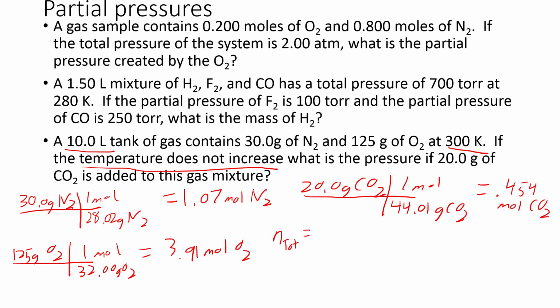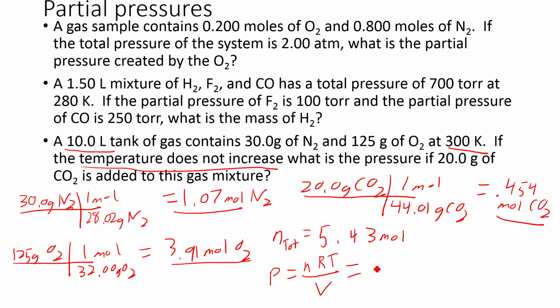So 1.07 plus 3.91 plus 0.454. We are going to get that we have 5.43 moles total. And that's just from adding these three numbers that I underlined together. So now we know the moles, we know the volume, we know the temperature, we can find the pressure. So pressure equals nRT over V, just a rearrangement of PV equals nRT.